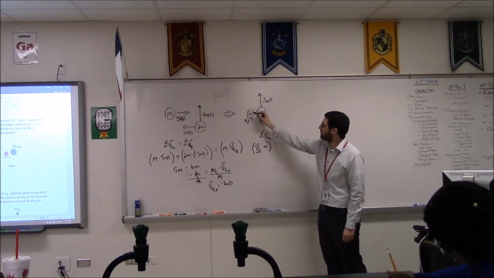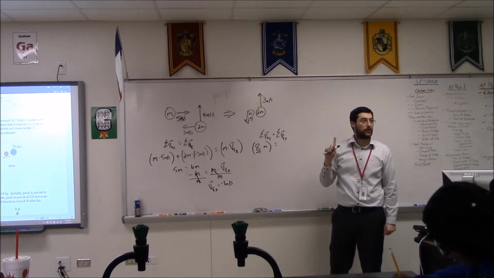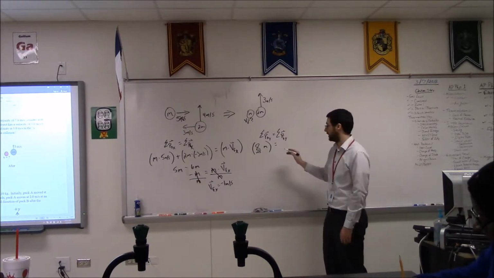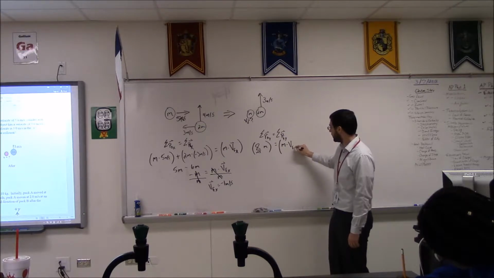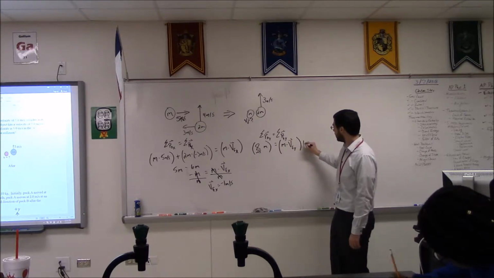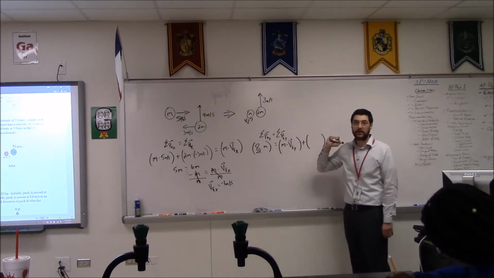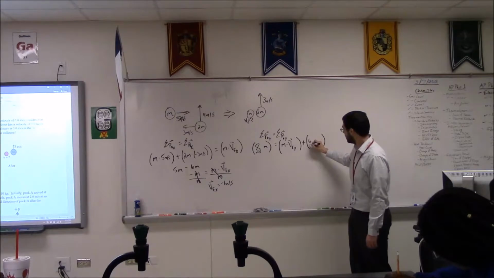What would you say for the first object? 0. It's not moving. No, m times final velocity in the y. Right, m times final velocity y. We don't know what that is. We can't count that out. M times final velocity y plus, what would we say for the second object? 2m times 3. 6m, right?